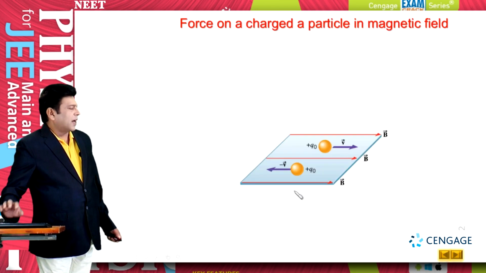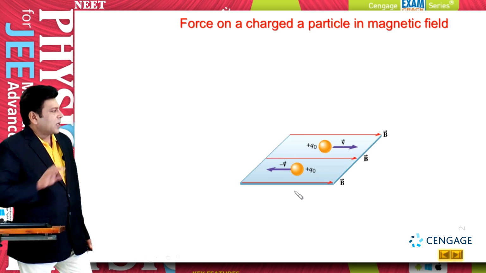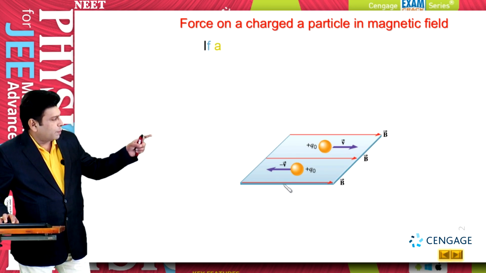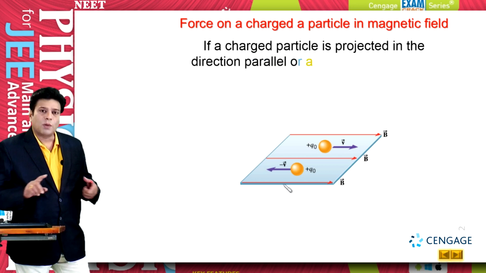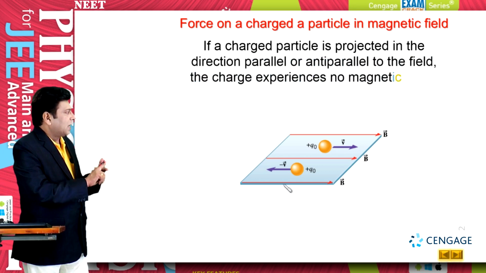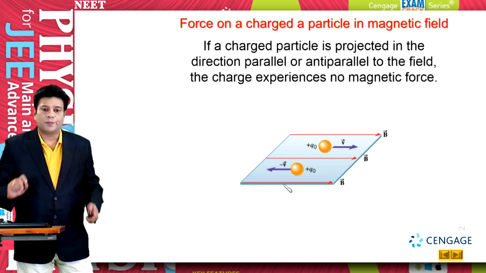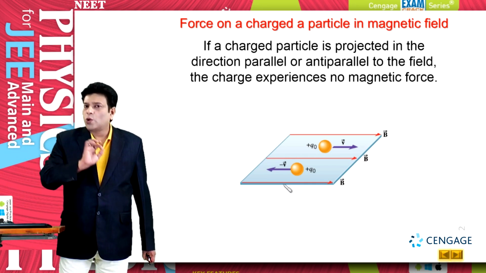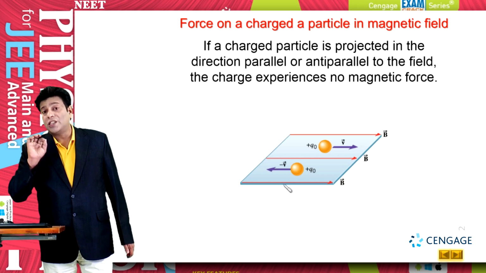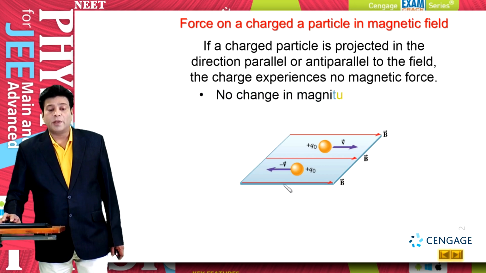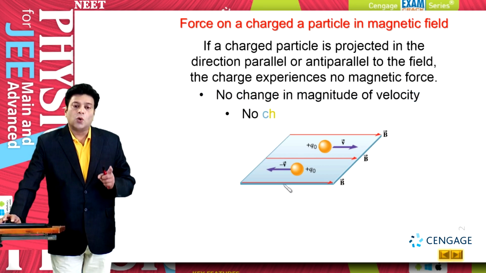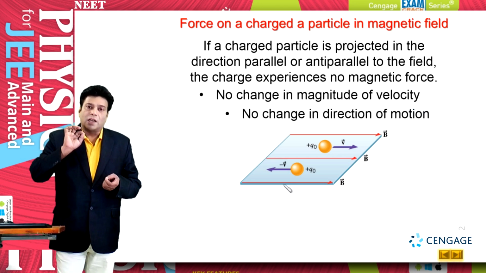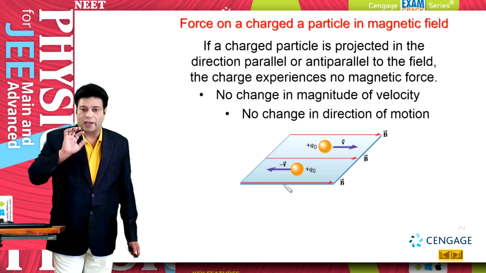The first direction that is very important: when we project the charged particle parallel or anti-parallel to the magnetic field, the charged particle experiences no magnetic force. That means there is no change in the magnitude of the velocity and no change in the direction of the motion. That means the magnetic field exerts no force when the charged particle is moving in the direction of the magnetic field.